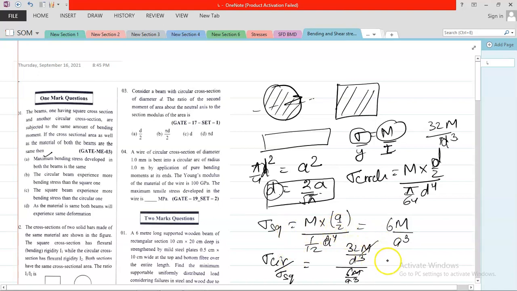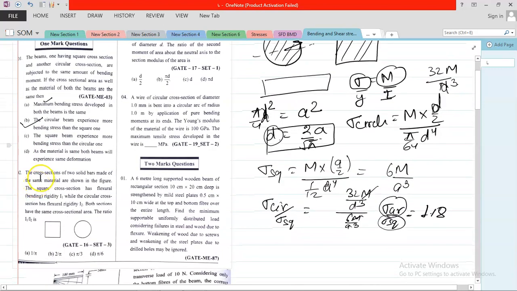The value for circle to square is equal to 1.18. That means your circle has a maximum shear stress as compared to square. So the option is: maximum circular beam experiences more bending stress compared to square. Option B is correct.